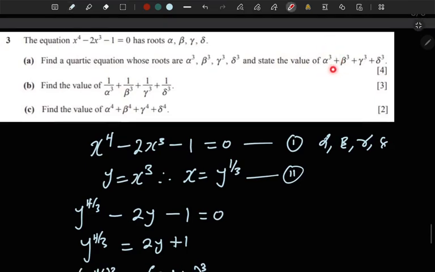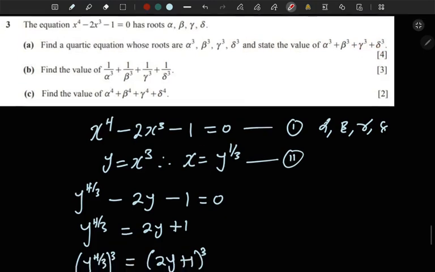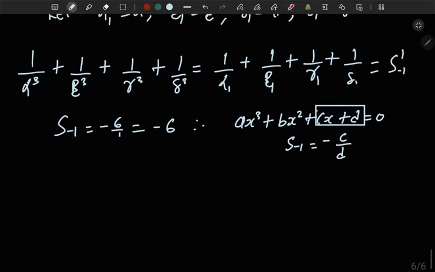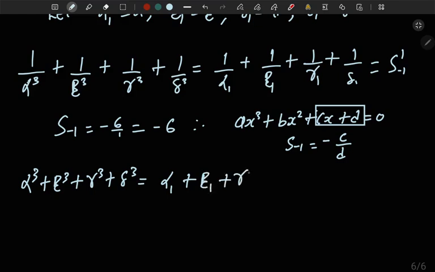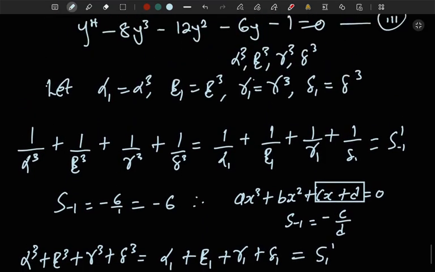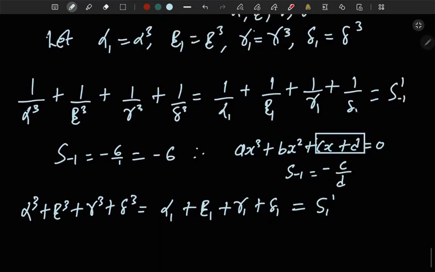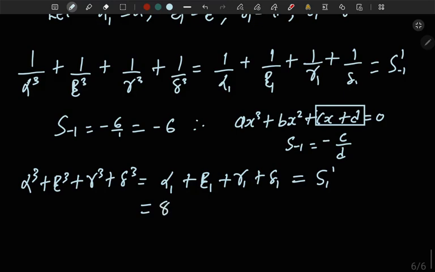Now I think we actually forgot to do something here. Remember, we are asked to state the value of alpha cubed plus beta cubed plus gamma cubed plus delta cubed, and we've not done that. What that really means is alpha cubed plus beta cubed plus gamma cubed plus delta cubed can be written as alpha 1 plus beta 1 plus gamma 1 plus delta 1, which is x1 prime. Ordinarily it should be x1, but since we are using another notation, let's use prime to differentiate from the normal x. So x1 is the sum of the roots, which is going to be 8.